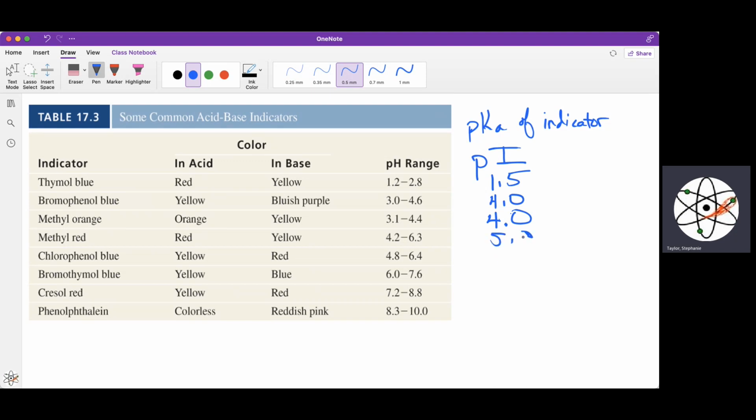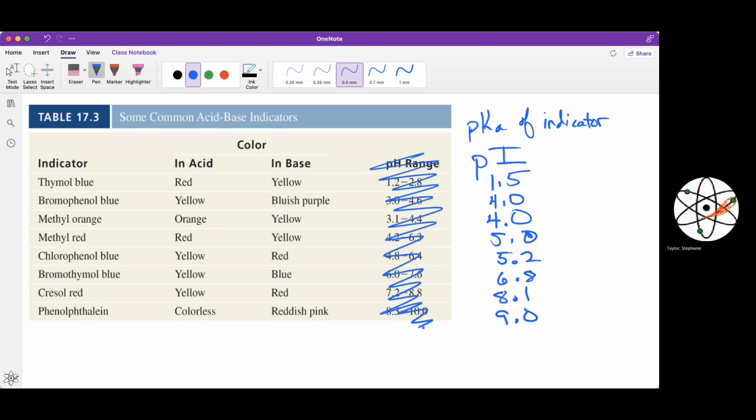5.0, 5.2, 6.8, 8.1, 9. So we would not give you these ranges. We would instead give you either a pI value or a pKa of the indicator. We do sometimes just call them pKa's because that is what they are.